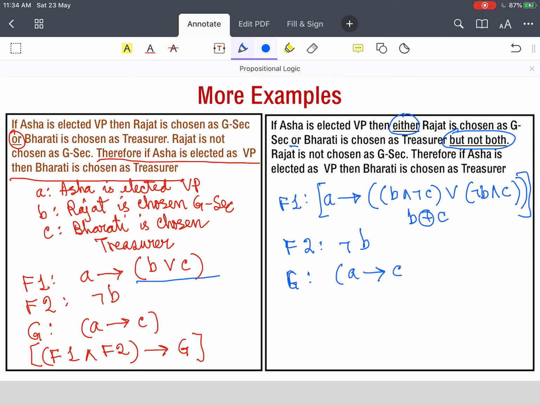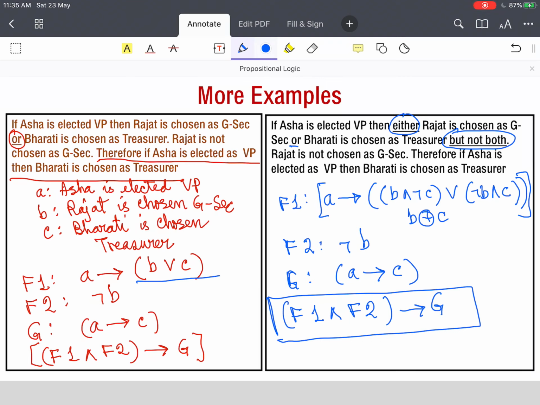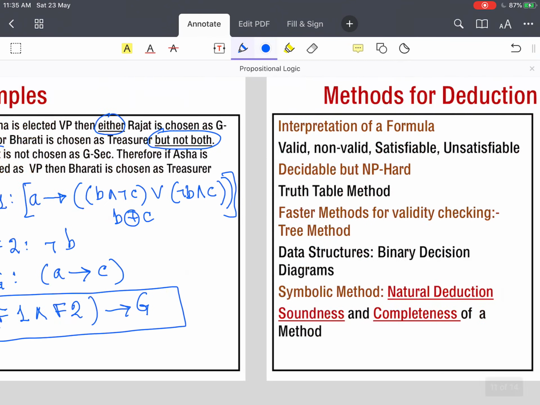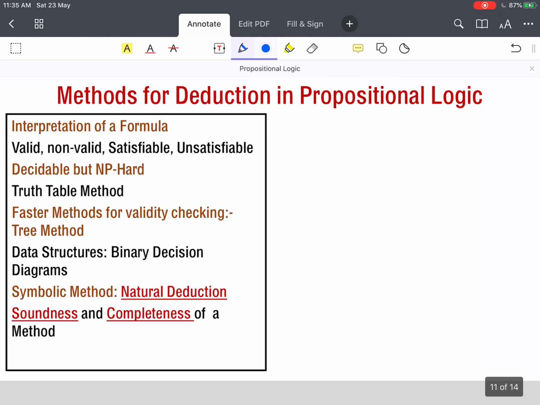F2 is the same as before. G is the same as before. And the method remains the same; it is just the coding which differs. Again, we have to prove the same thing, whether or not this is true under all interpretations. So as I said, the propositional logic method consists of determining a set of Boolean formulae, codifying the sentences into formulae, finding out the combined formula of all the sentences, and then using some method like the truth table method or any other method which we shall discuss to determine whether this formula is true under all interpretations, all cases, or whether there is a case for which this formula is not true.